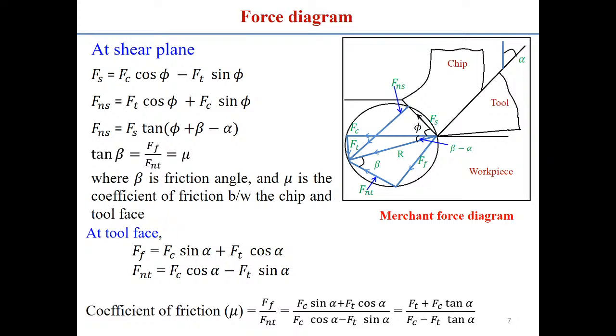Here we can see the shear angle defined, and then the rake angle and the friction angle. Basically we can define these three different angles, and then derive the different force components. The frictional force between the chip and tool is there, represented by Ff, and the normal force is represented by Fnt. Similarly, there is the shear force.